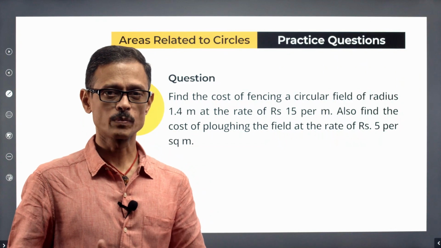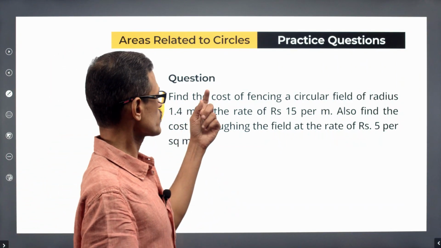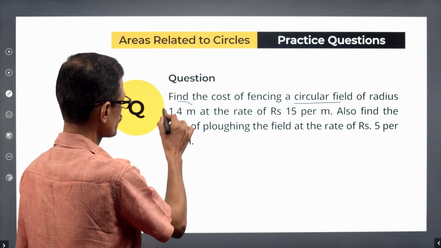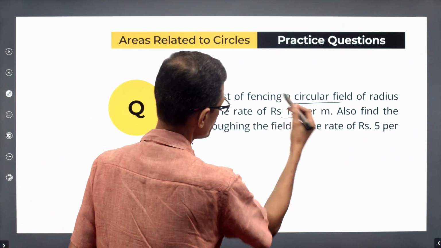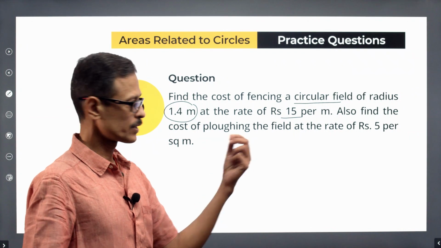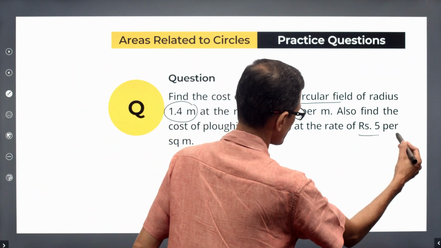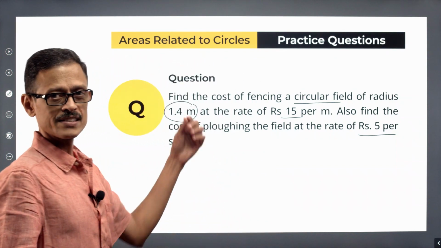This question comprises two parts. The first part, find the cost of fencing a circular field of radius 1.4 meters at the rate of rupees 15 per meter. Part 2, also find the cost of ploughing the field at the rate of rupees 5 per square meter. Right. Start with the first part.